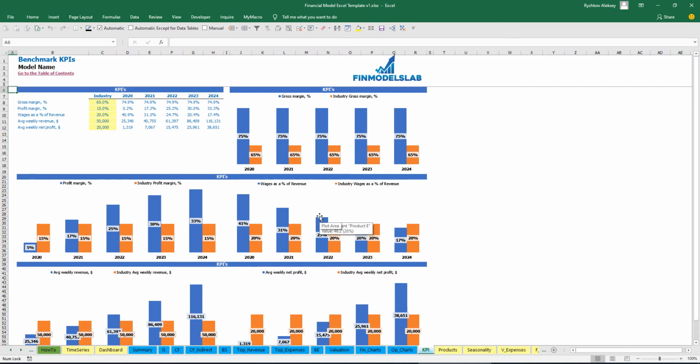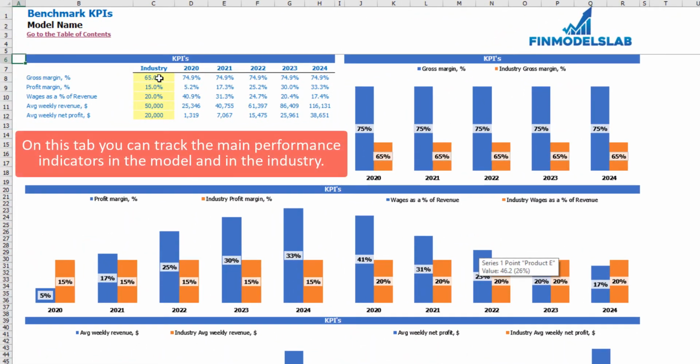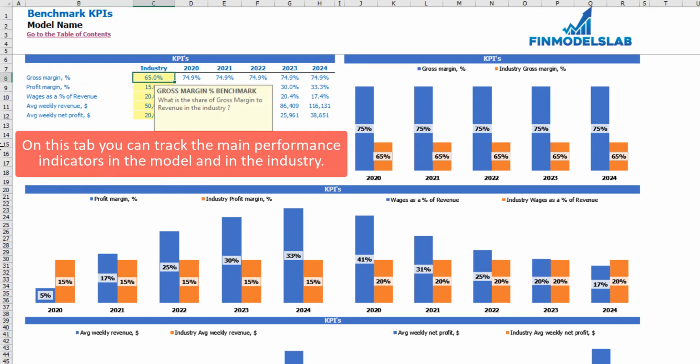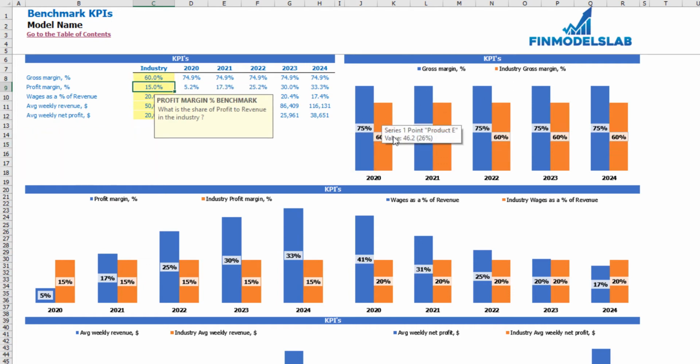On the benchmarks KPIs you may find your main industry-specific KPIs, which are changeable for your industry, for your country. For example, gross margin industry benchmark is 60% for your country. You may see this changed on this chart. Industry gross margin is orange and blue. This is gross margin calculated based on the model.